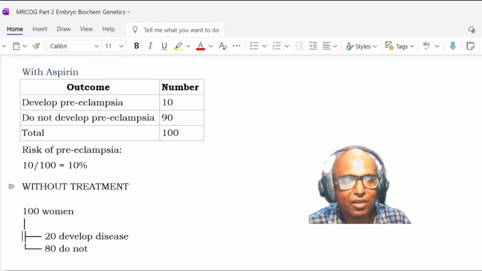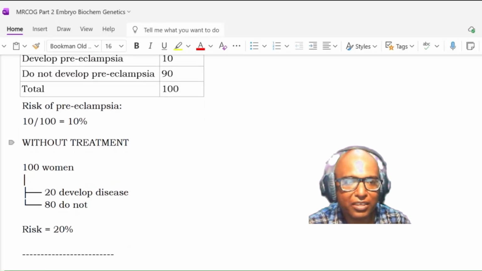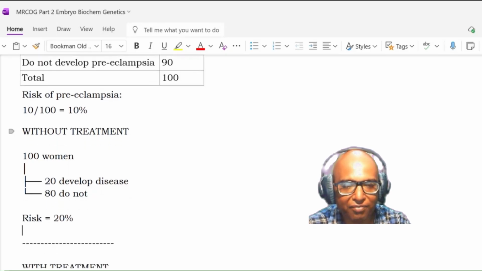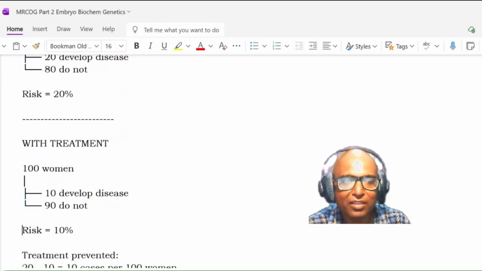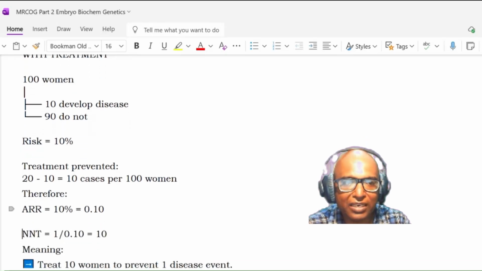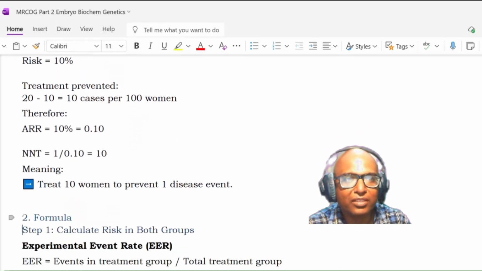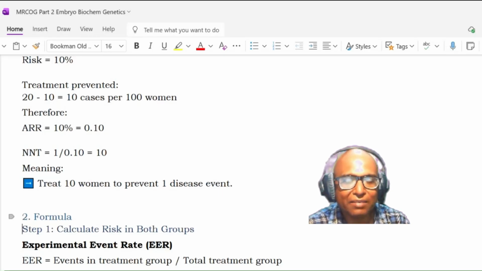So without treatment, 20 patients were developing preeclampsia and 80 were not, so the risk is 20%. With treatment, 10 patients developed preeclampsia and 90 did not. Treatment has prevented 20 minus 10, that is 10 cases per 100 women. So the absolute risk reduction is 10%, that is 0.1. What we have calculated is ARR, an important step before going to NNT.